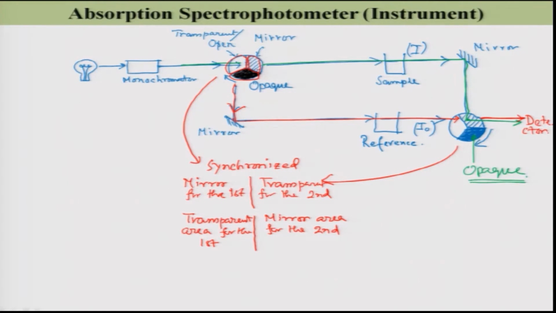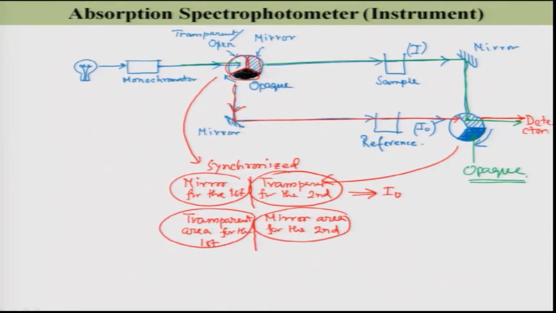Let us say, because these two rotating mirror systems are synchronized in such a way that when it is the mirror part of the first one, this is the transparent part for the second one, and you can readily determine this I0 value. Otherwise, when it is the transparent part for the first one and the mirror part of the second one, I can measure this I. The detector used for such a spectrophotometer is generally a PMT.